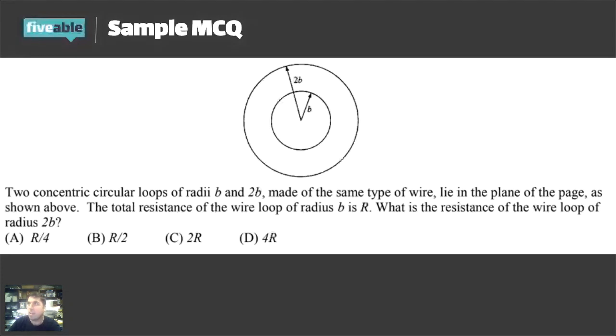We've got a circle, right? These are moving in circles around here, and they're loops of wire. So they're the same kind of wire, and we've got different circumferences is the right term we're looking for here. So we're looking at R equals rho L over A.